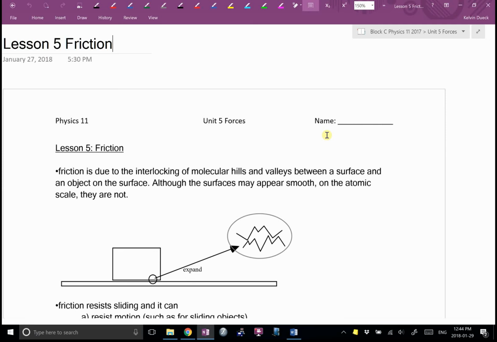Friction is due to the microscopic, the nanoscopic interlocking of molecular hills and valleys between a surface and another object sitting on that surface. Although your lab table, for example, may appear smooth, on the atomic level, it is not. If you were to zoom in, you would see all sorts of canyons and crevices. As they rub across each other, they hook onto those little canyons and crevices. That's friction.